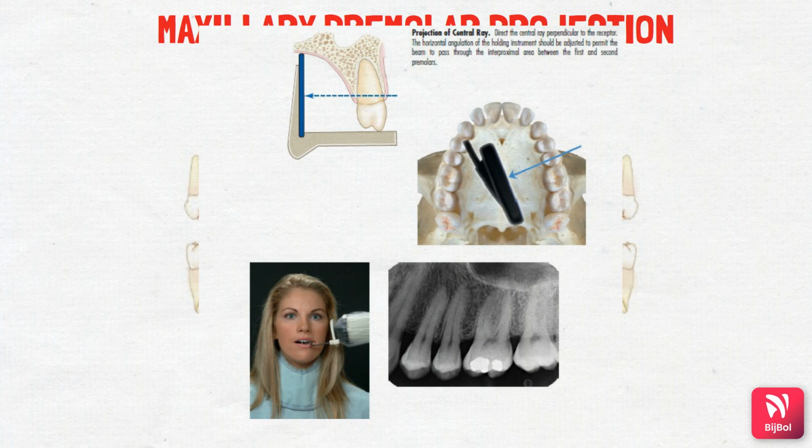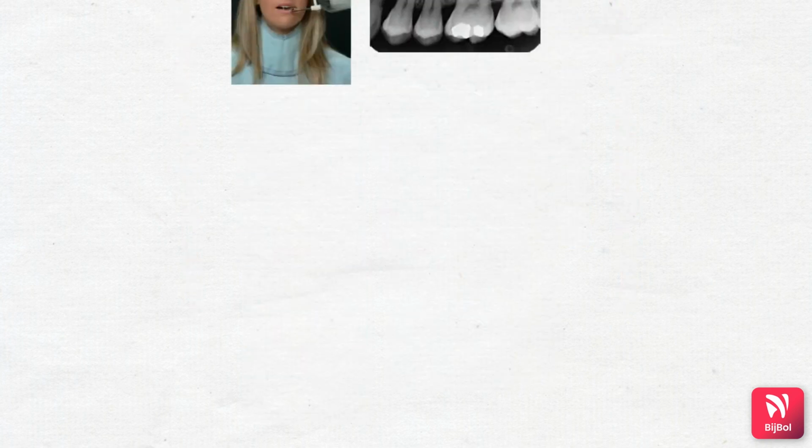Point of entry. Place the holding instrument so that the central ray passes through the center of the second premolar root. This point usually is below the pupil of the eye when you look extraorally for the aiming device on the patient's face.